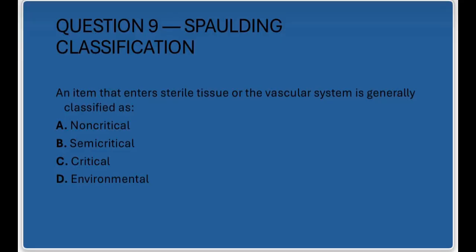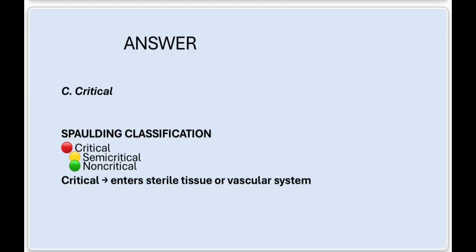Question 9. An instrument that enters sterile tissue or the vascular system is generally classified as A, non-critical, B, semi-critical, C, critical, D, environmental. The correct answer is C, critical. Critical devices enter sterile tissue or the vascular system and require the highest level of reprocessing appropriate for that device.